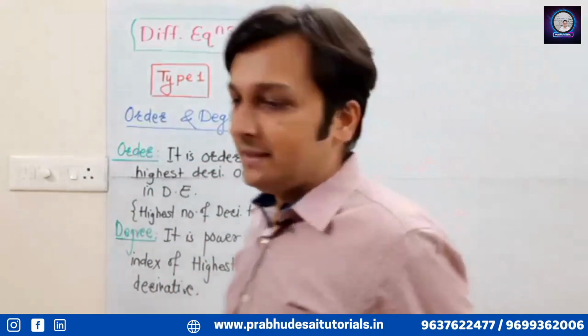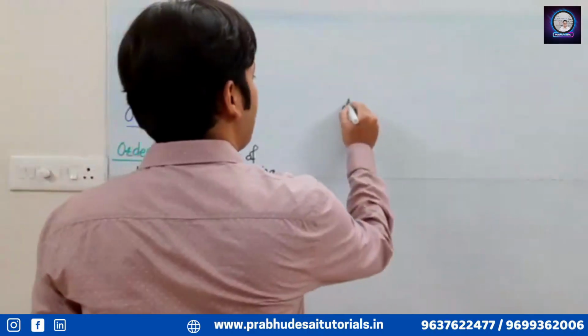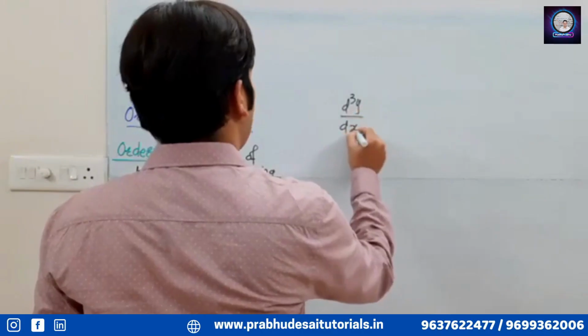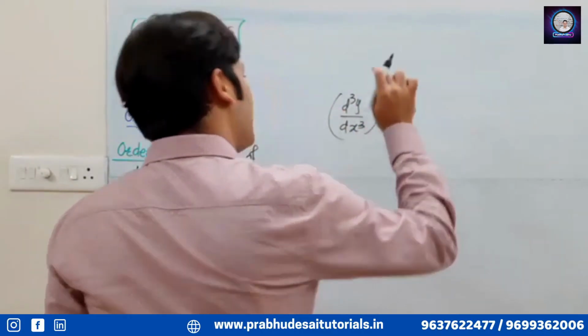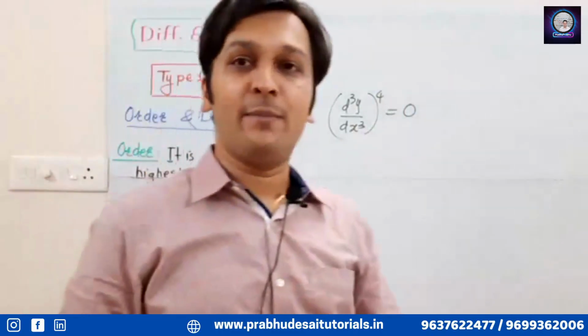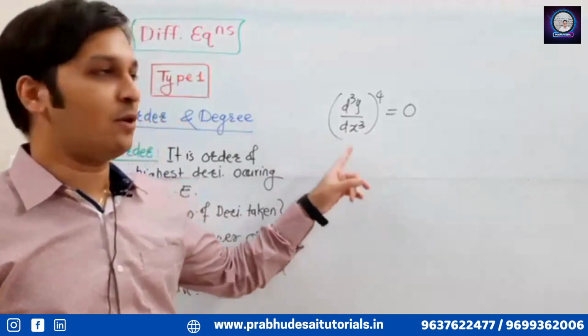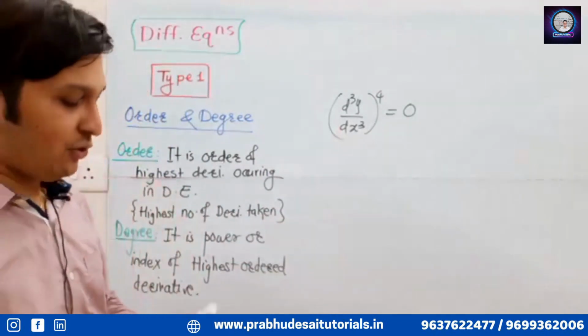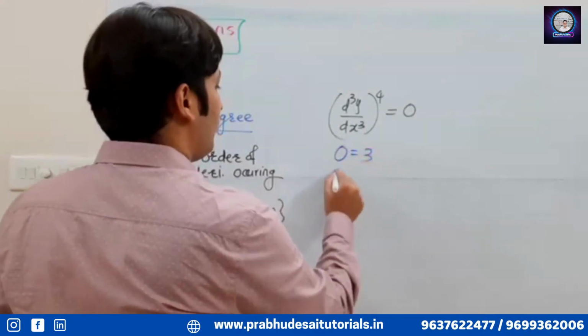For example, I will give you an example and you will come to know what's order and degree. If I have d cube y by dx cube raised to 4 is equal to 0, tell me what is order? Tell me the maximum number of derivatives taken. Yes, 3, correct. So order is going to be 3. And what is degree here?